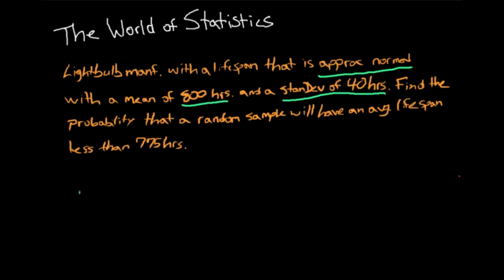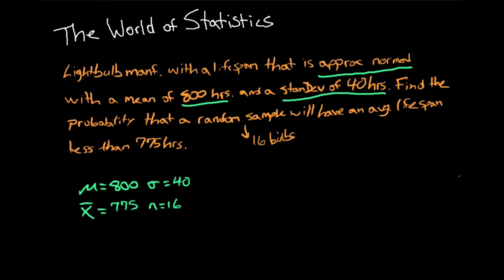For this example, what I like to do is write everything down first that we are given. So we know that our population mean is 800 hours, and our standard deviation is 40 hours. What we are going to look at is the probability that our lifespan will be less than 775 hours. So our x bar is 775, and our n is going to be 16, which I forgot to write in here. Random sample of 16 bulbs. So I'll go ahead and write that in. Our n is 16 in this case.